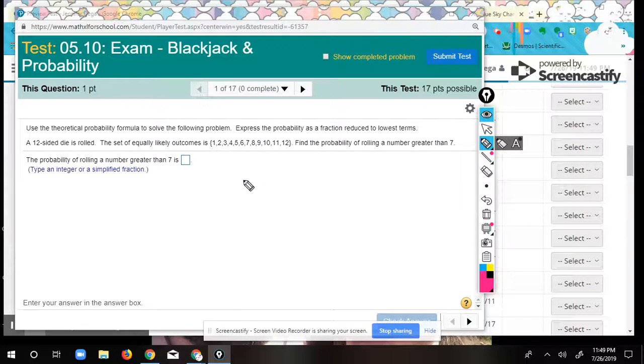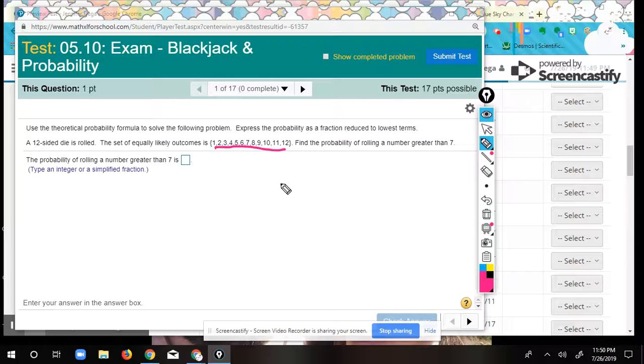Okay, so first thing is we're going to find the theoretical probability of this. A 12-sided die is rolled. These are the different possibilities when you roll a 12-sided die. We want to find the probability of getting a number greater than 7.